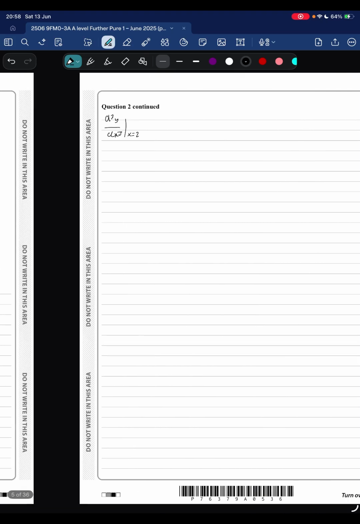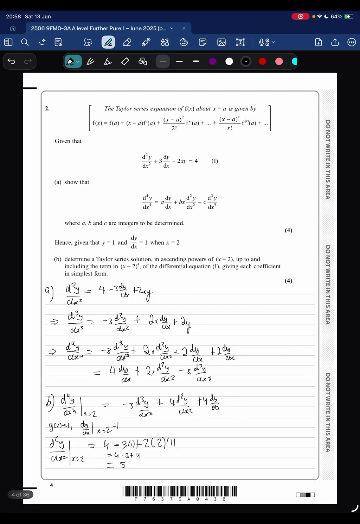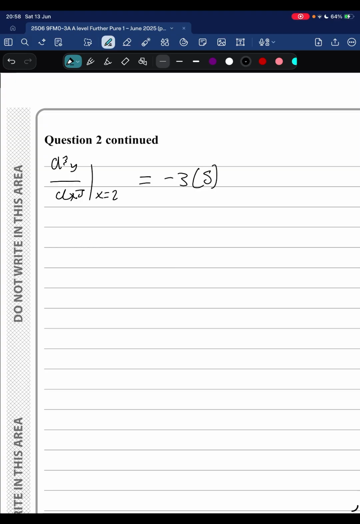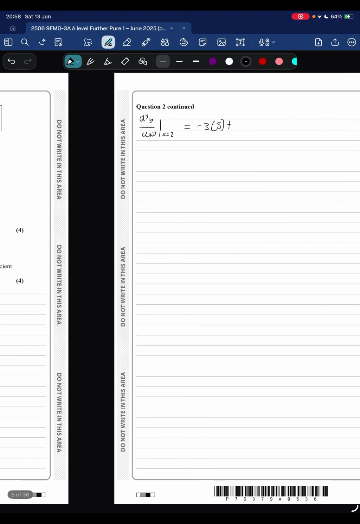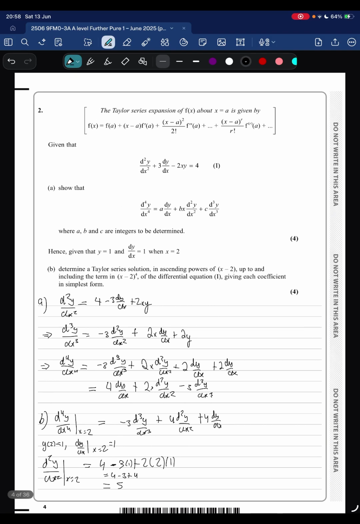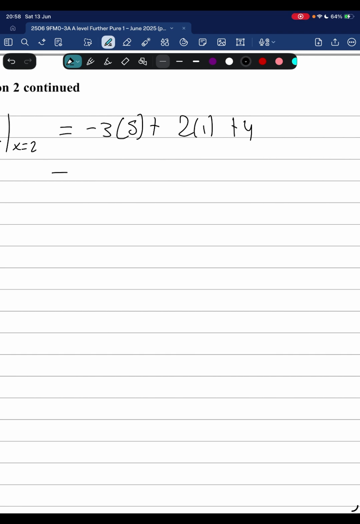So we're going to get minus 3. Okay, now use the value we just got here. So we get minus 3 times 5 plus 2 times 1. That's the y, then plus 2 plus 4, right? Okay, so that's going to be minus 15 plus 2 plus 4 equals minus 9.